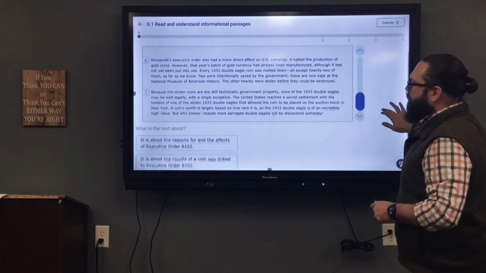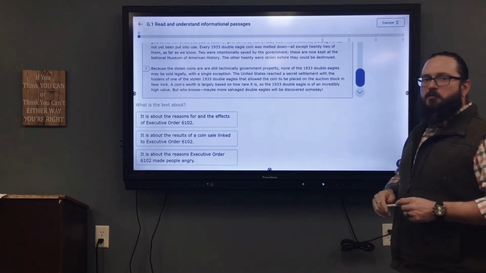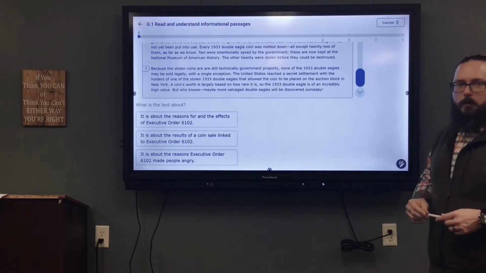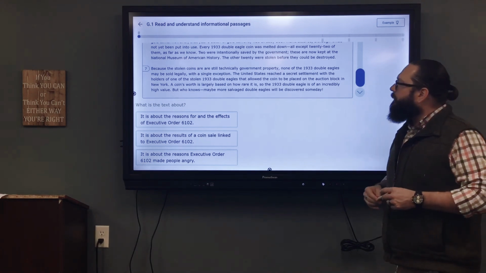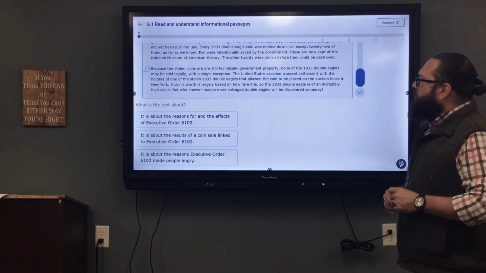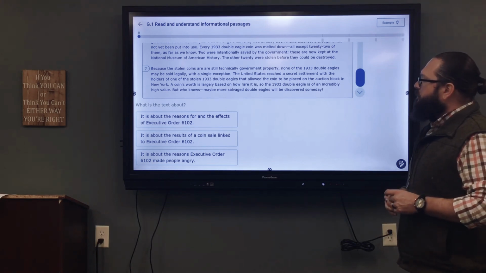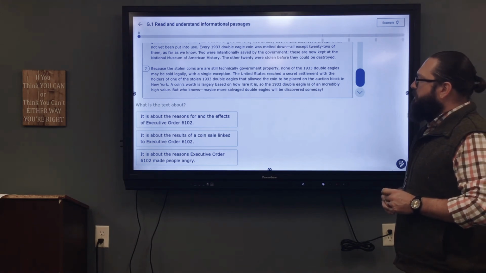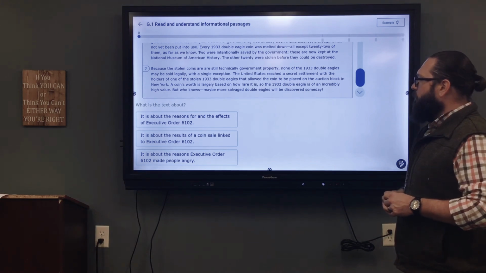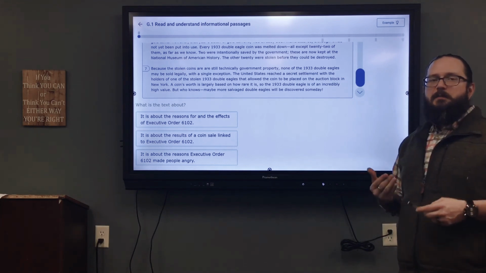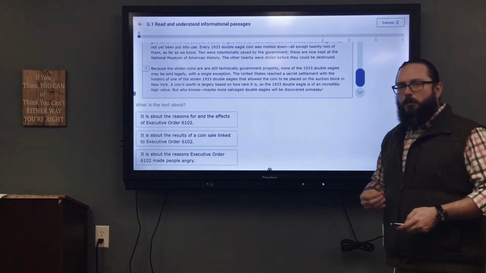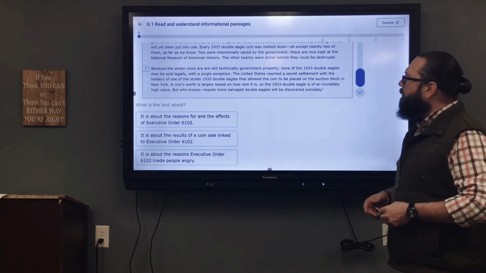So, based on what we have just read, I know that was a rather long passage, but what was this text about? It is about the reasons for and the effects of Executive Order 6102. It is about the results of a coin sale linked to Executive Order 6102. Or it is about the reasons Executive Order 6102 made people angry. So the primary focus of this passage is dealing with Executive Order 6102.